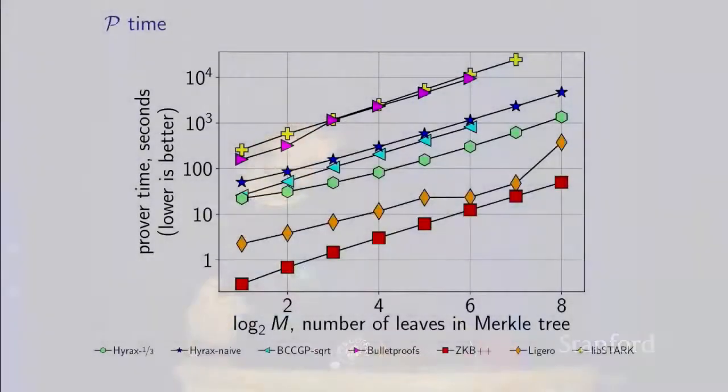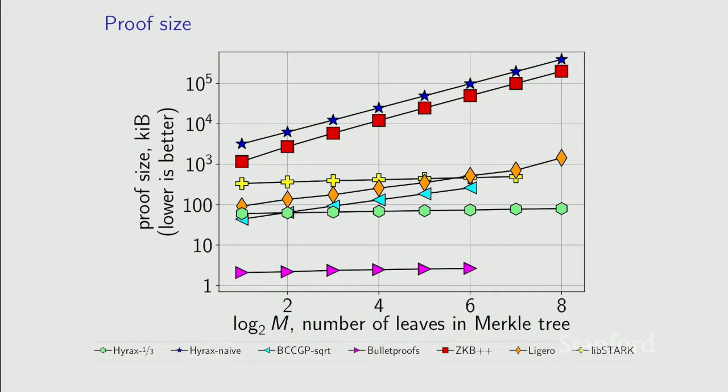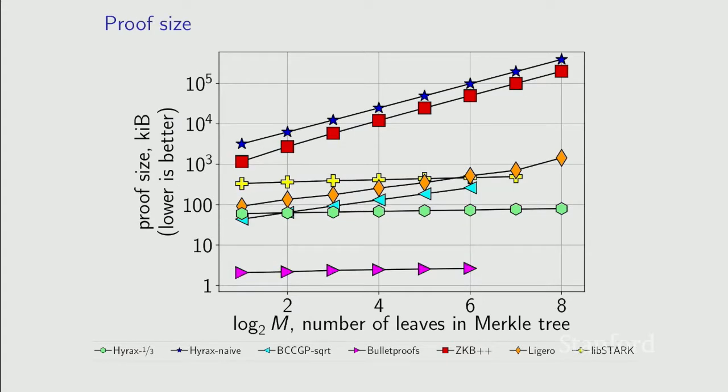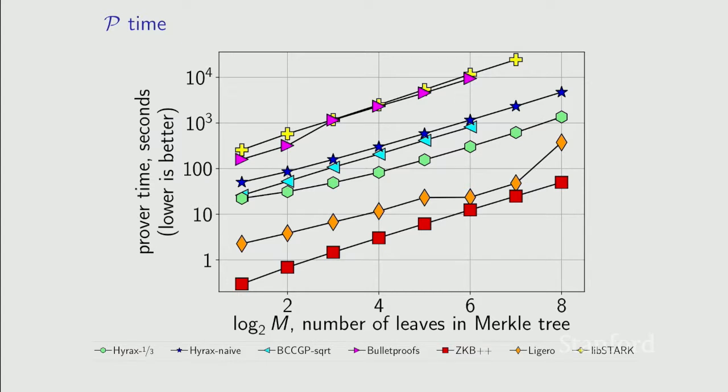Next up is prover time. Again, this is log scale. And remember zkB++ had the biggest proofs, but now it also has the fastest prover. So if you need a screaming fast prover, you choose zkB. Ligero's prover also has a good showing, and then hierarchs is next up. And what you see is that whereas bulletproofs had a very small proof, you pay for that by having to work harder to generate that proof. This is a theme that we'll see a couple more times. And finally, you can see there's a small constant factor, maybe 3x, between the blue stars, the unrefined version of hierarchs, and the green hexes, the refined version.